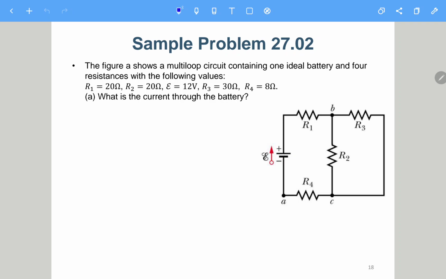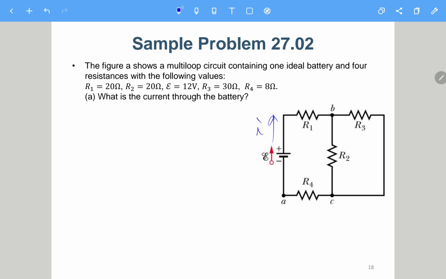Okay, so here is another sample problem. The figure shows a multi-loop circuit containing one ideal battery and 4 resistances with the following values: R1, R2, E, R3, R4. So here we have one EMF and then 1, 2, 3, 4 resistances. This circuit is still very easy. So what is the current through the battery? This is the current we would like to find. Let's call it I.